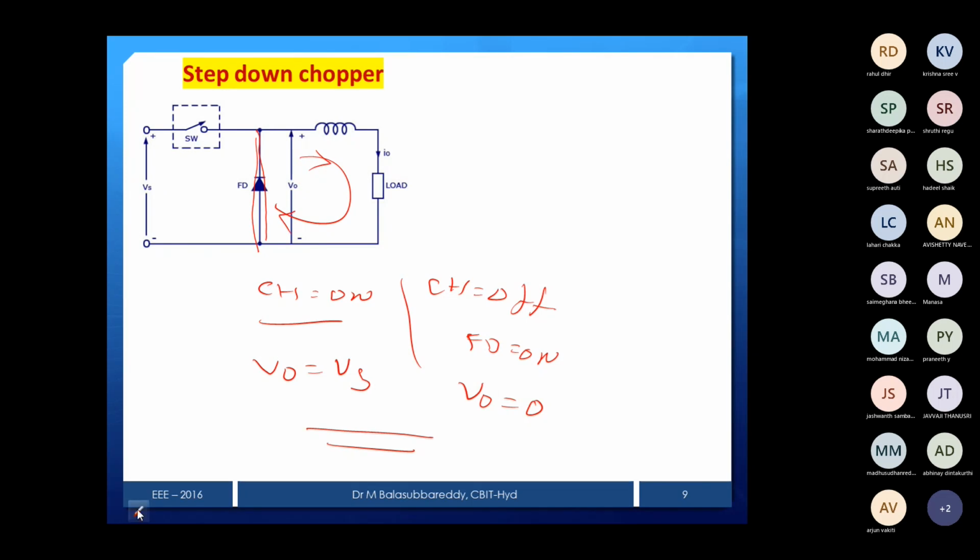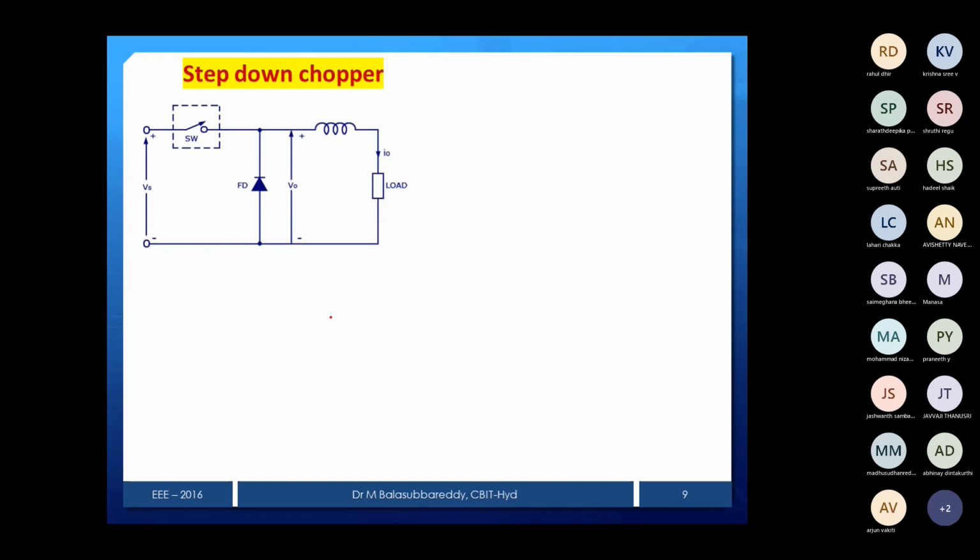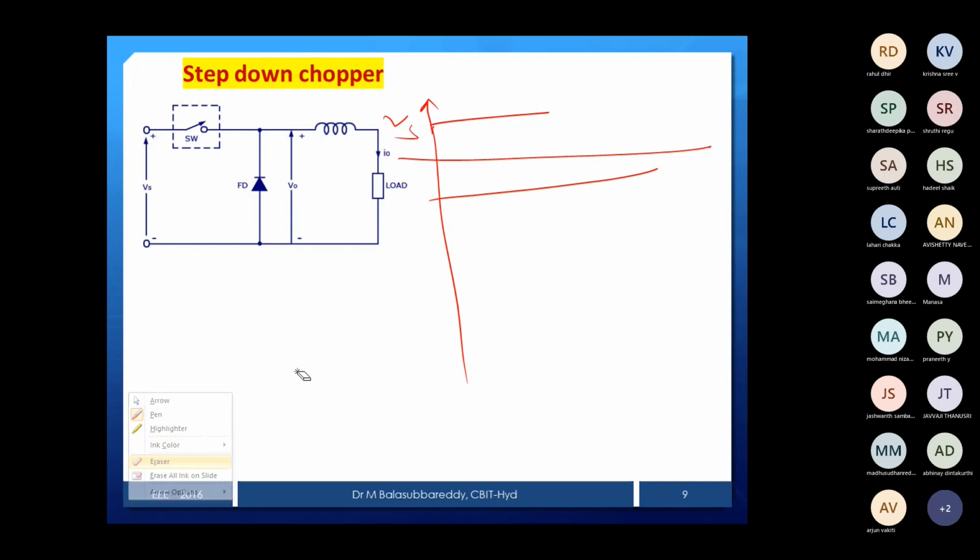If you want to draw the waveforms also, you can simply draw the supply as a DC constant, then the firing pulses, then the current waveform and the output waveform. So that much easy. If I want to represent it, there is a supply Vs and then I am giving some firing pulse. You can give some firing pulse.